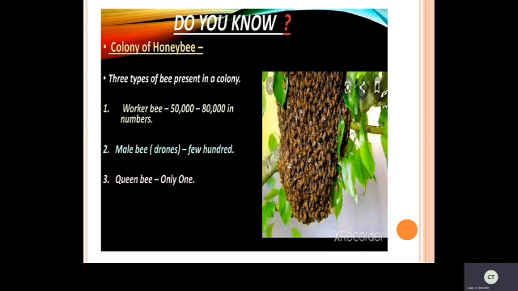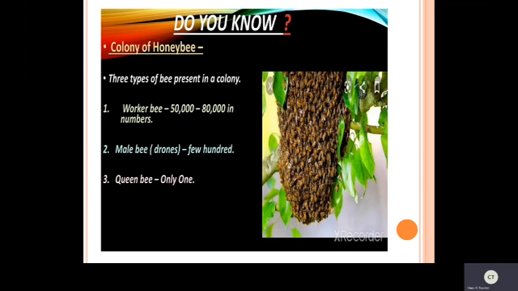Now see here, a colony of honeybees. Have you ever seen such honeybees, children? Yes, three types of bees are present in a colony. You should know that. So what is the first one? The first kind of honeybee we will call the worker bee. Some 50,000 to 80,000 will be present. What is the first kind? Worker bee.